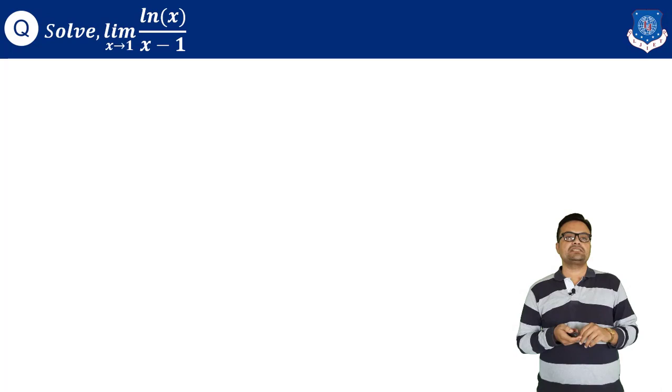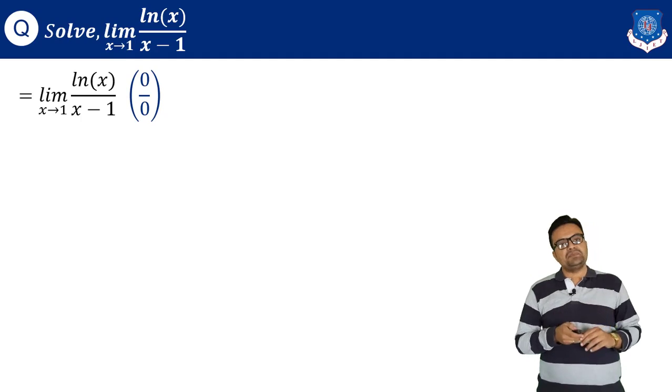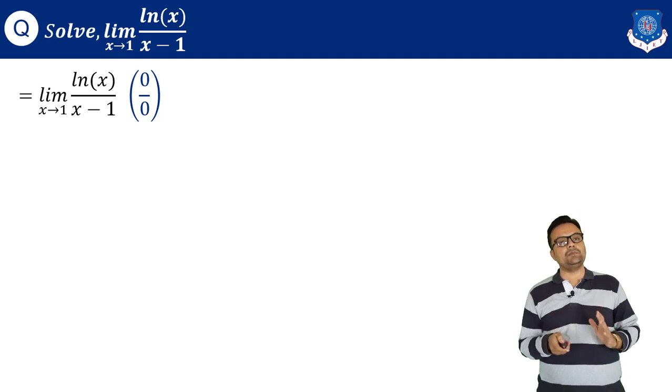The first example is limit x tending to 1 of log x upon x minus 1. If I take this limit x tending to 1 of log x upon x minus 1, it is nothing but 0 by 0 form. You can verify this thing. Replace x with 1 in the numerator, it is log 1, which is 0. Replace x with 1 in the denominator, it is 1 minus 1, so 0. So I can apply L'Hopital's rule.